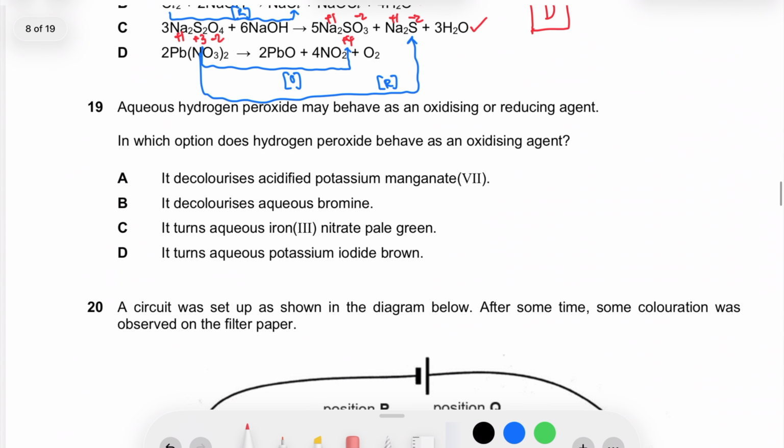Moving on, 19. Aqueous hydrogen peroxide may behave as an OA or RA, oxidizing agent or reducing agent. Hydrogen peroxide, if you want to know the formula, is H2O2. In which option does hydrogen peroxide behave as an OA, oxidizing agent? To prove that it's an oxidizing agent, you must react it with a reducing agent, which in your syllabus is potassium iodide. It will turn from colorless to brown. All this you have to memorize by heart. So the answer will be D, straight away.